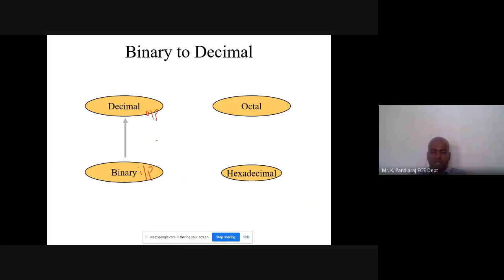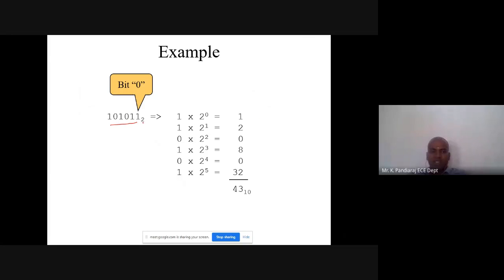The question contains a binary number, and the binary number's base is 2. So I'm going to multiply each and every digit of this binary number by its positional weight, which is defined by the base value. The first digit's positional weight is 2 power 0, then 2 power 1, 2 power 2, 2 power 3, 2 power 4, and 2 power 5. So 1 into 2 power 0, 1 into 2 power 1, 0 into 2 power 2. 2 power 0 is 1, so 1 into 1 is 1. 2 power 1 is 2, so 1 into 2 is 2.